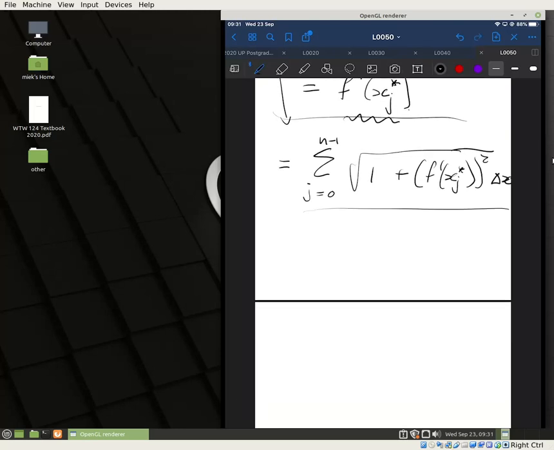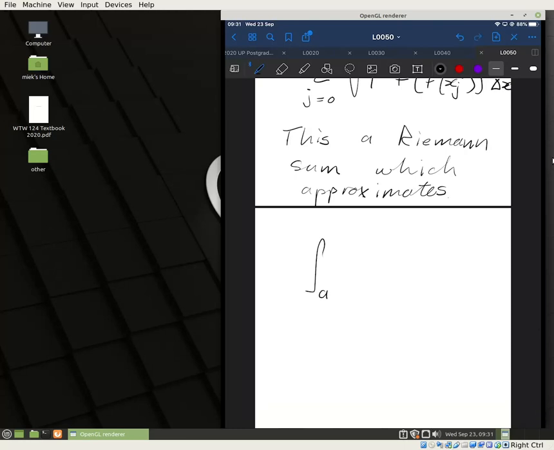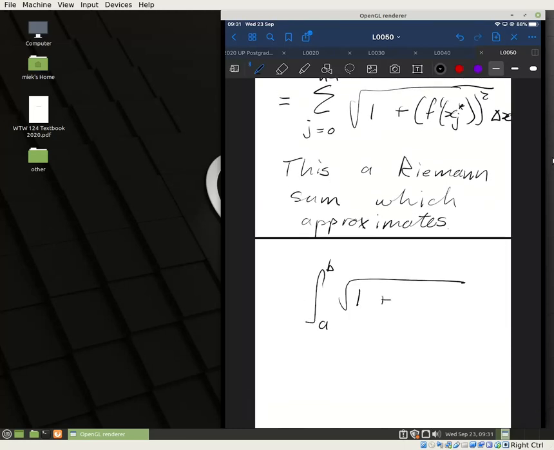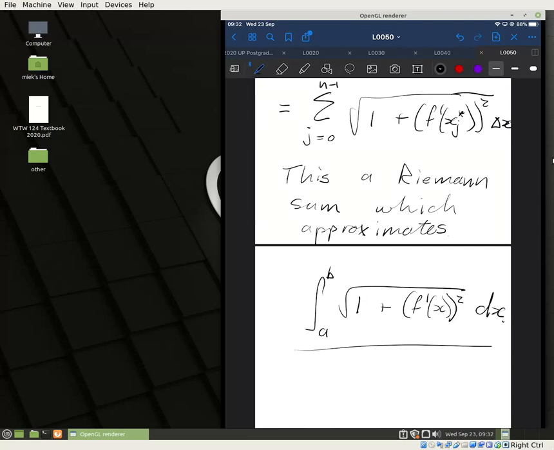But this is something you should recognize. We've got something multiplied with a delta x, and then we're adding up a whole bunch of terms here. So this is a Riemann sum which approximates the following integral: the integral from a to b of the square root of 1 plus the derivative of f(x) squared dx. And you will see that this is exactly the expression that we used to define our arc length.